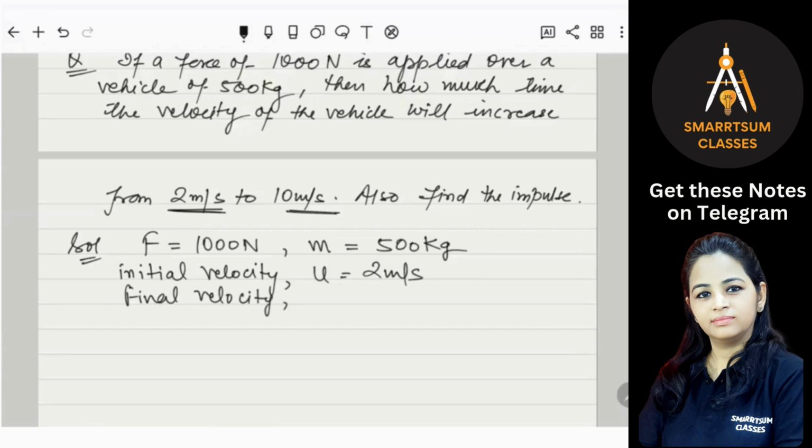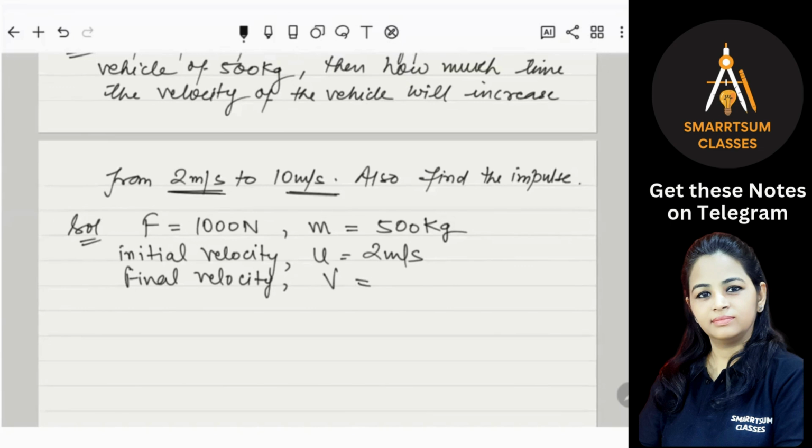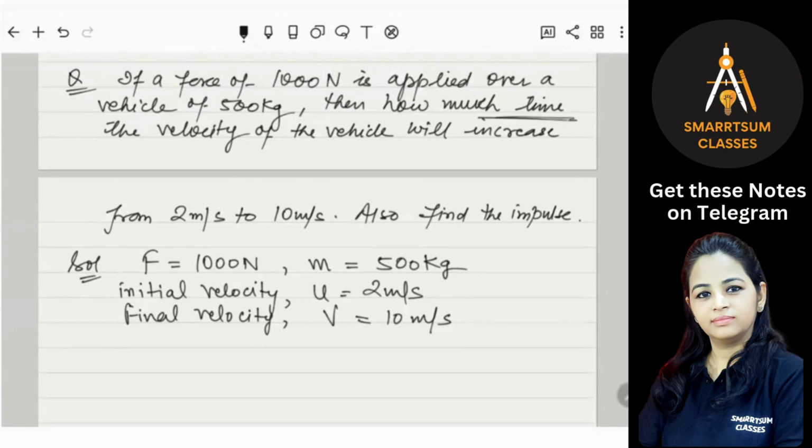Anvi, what is 10 meter per second? 10 meter per second is the time. No, it is the final velocity. 10 meter per second is the final velocity, right? So initial and final velocity is given, right? Mass is given, force is given. Now you have to find out how much time, you have to find t. And the other thing which you have to find is the impulse. These two things you have to find out here, right?